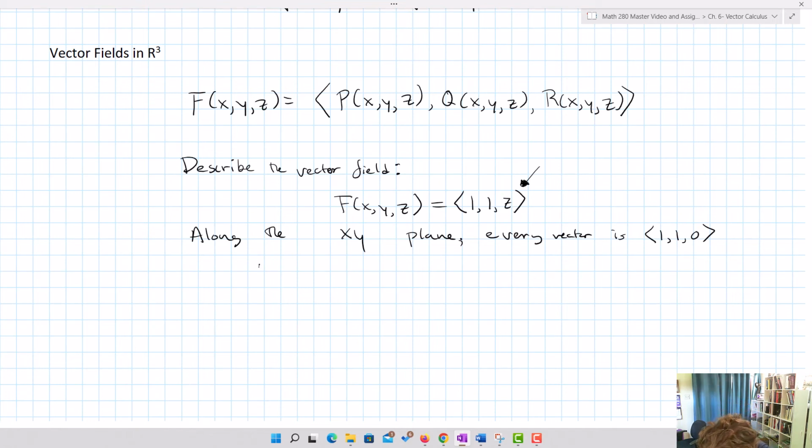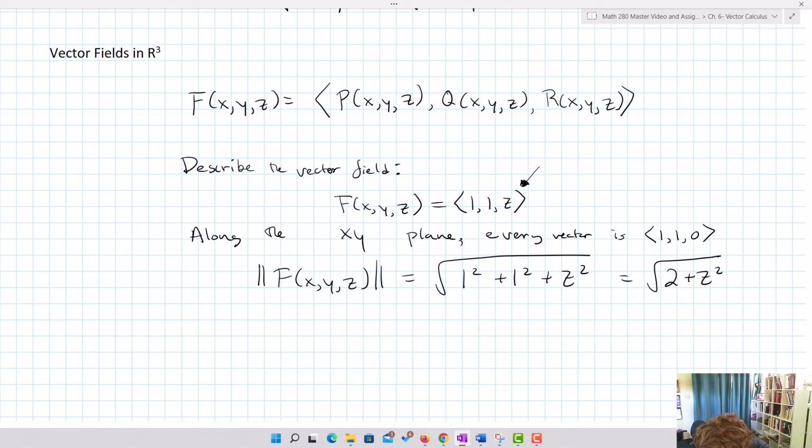Our magnitude here, the magnitude of F of x, y, z, is going to equal the square root of 1 squared plus 1 squared plus z squared. So that's 2 plus z squared, under the square root. So every vector is going to have a magnitude of the square root of 2 plus z squared. That actually goes along with what we just stated. In the x and y directions, we have a constant slope of basically that 1 over 1 in the x and y direction, and then that z component is what makes things a bit larger. Okay, so let's take a look at a picture of this.